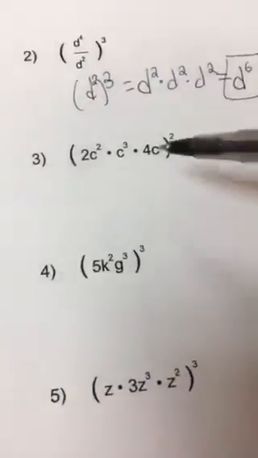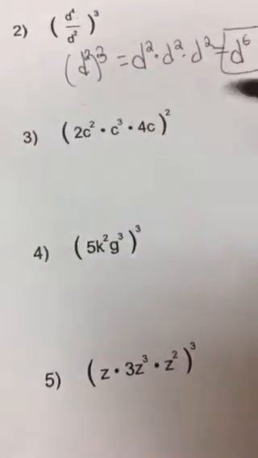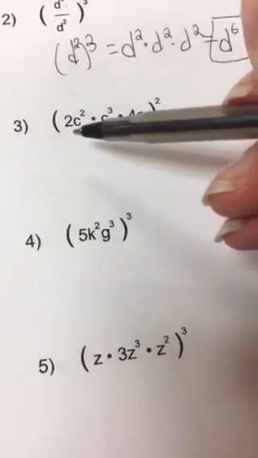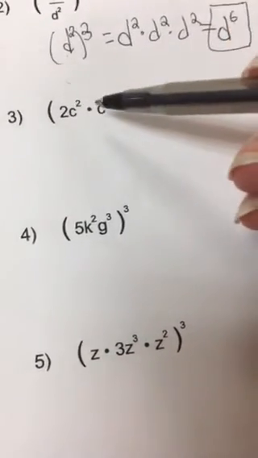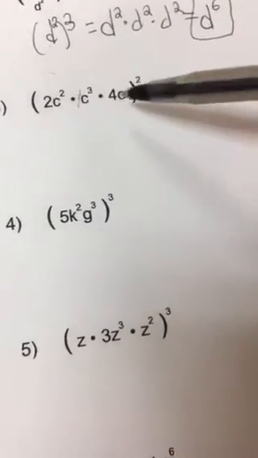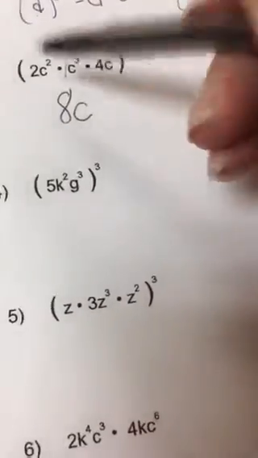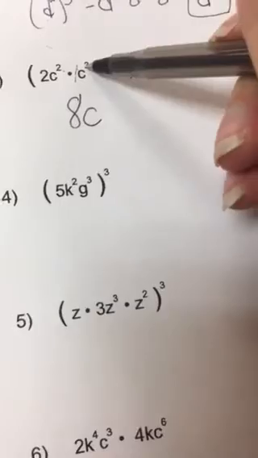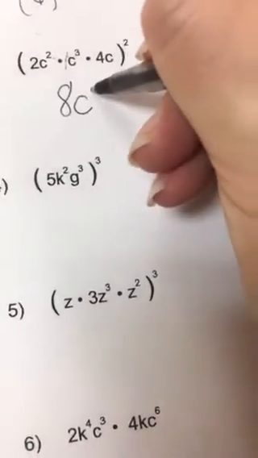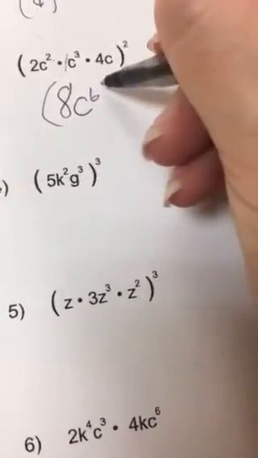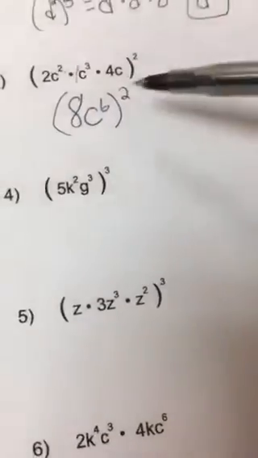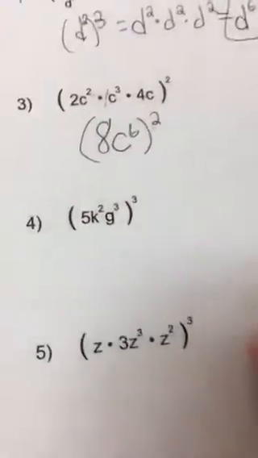For number 3, once again, let's do what's inside the parentheses first. So I'm going to multiply my coefficients. 2 times 1 times 4 is 8. C, and I'm adding the exponents. 2 plus 3 is 5, plus 1 is 6. So that's what's inside the parentheses. Outside, I still have this little 2.